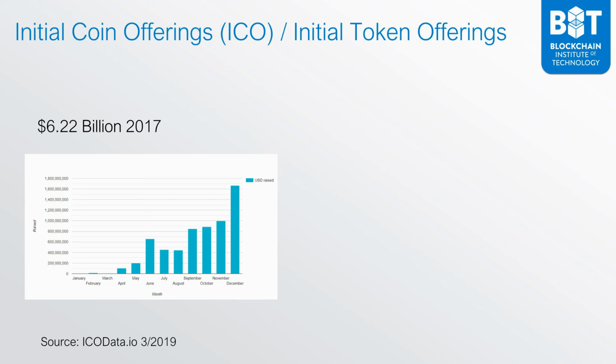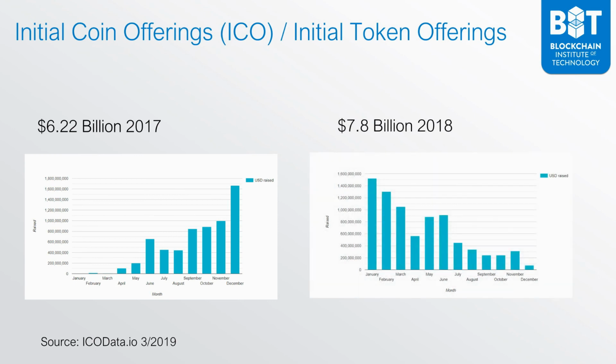What these initial coin offerings enable you to do is go to the market and raise capital from people. People could actually invest in new projects and startups that people have ideas for, and they would raise funds by issuing these initial coin offerings. What you would do is buy digital tokens for that project. In 2017, it raised $6.22 billion. In 2018, $7.8 billion were raised using these ICOs.